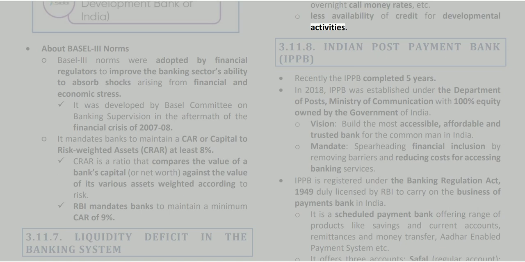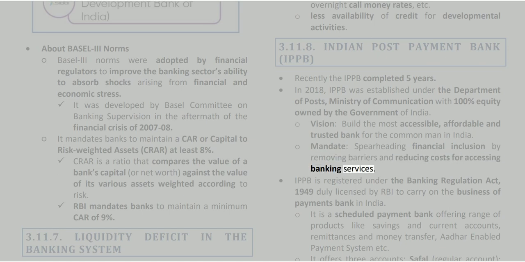3rd November: India Post Payments Bank, IPPB. Recently the IPPB completed 5 years. In 2018, IPPB was established under the Department of Posts, Ministry of Communication, with 100% equity owned by the Government of India. Vision: build the most accessible, affordable and trusted bank for the common man in India. Mandate: spearheading financial inclusion by removing barriers and reducing costs for accessing banking services.